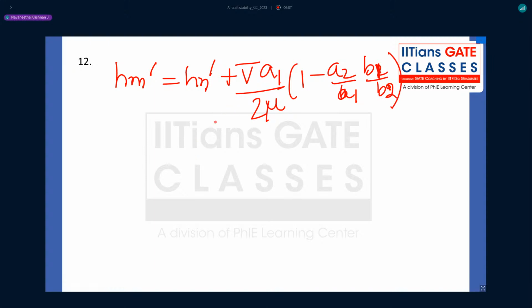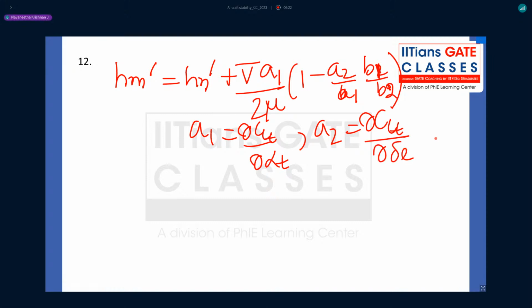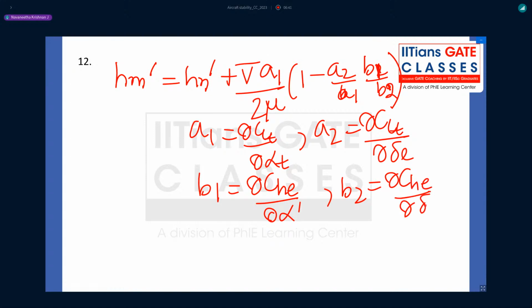Where a1 is the tail lift curve slope again, ∂CLt/∂αt, and a2 is nothing but the elevator effectiveness, ∂CLt/∂δe. b1 is nothing but ∂Che/∂αt, the floating tendency, and b2 is nothing but ∂Che/∂δe, the restoring tendency.